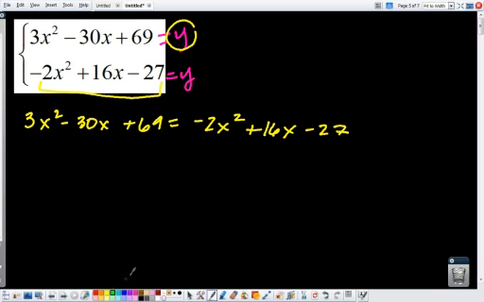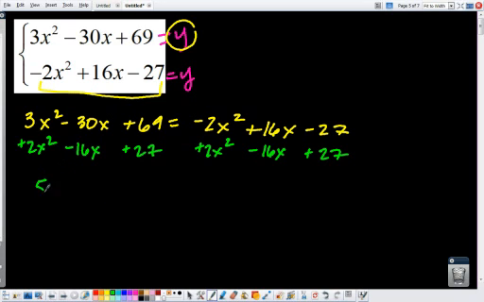Actually, what I want to do is get everything on one side. So I'm going to add 2x squared. I'm going to subtract 16x from both sides because I'm trying to make the right side 0. And I'm going to add 27. Okay, so I end up with 5x squared minus 46x plus 96 equals 0.